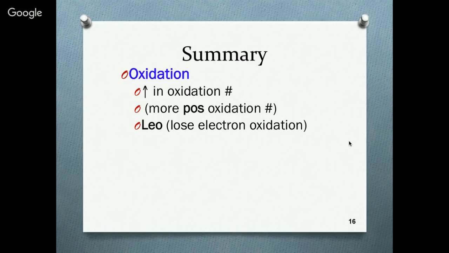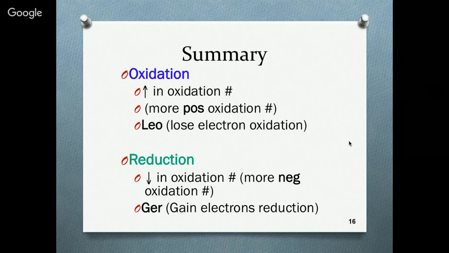So in summary, to figure out when something's oxidized, the oxidation number has to go up. You're going to become more positive in oxidation number because you're losing electrons. Losing electrons makes you more positive. Reduction is when the oxidation number goes down. You're becoming more negative, so you're gaining electrons.